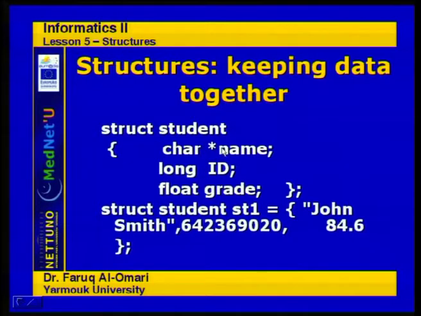For example, the first member of the structure is the name of the student, and the name is actually a string of characters. And that's why we're defining a pointer of type character to refer to the string. And then the second element within this structure is the student ID, and this is of type long. And then the student grade, which is the third member. And this time, this member is of type float.